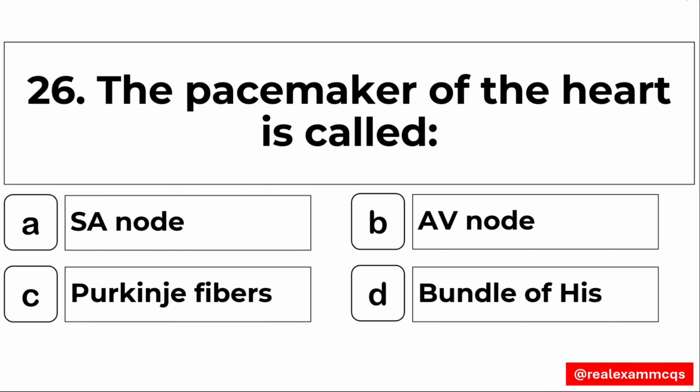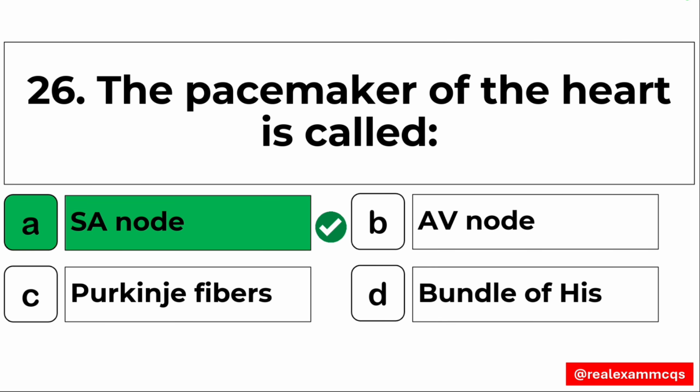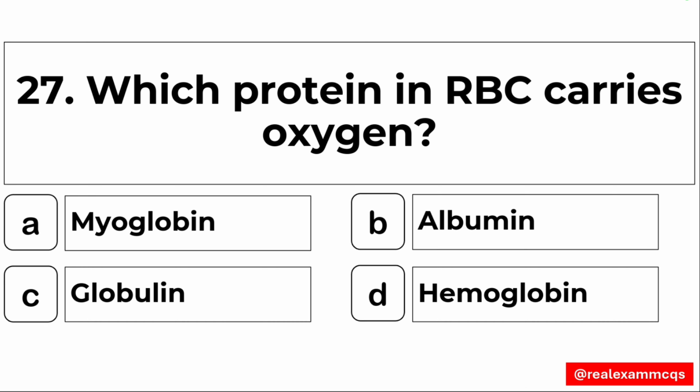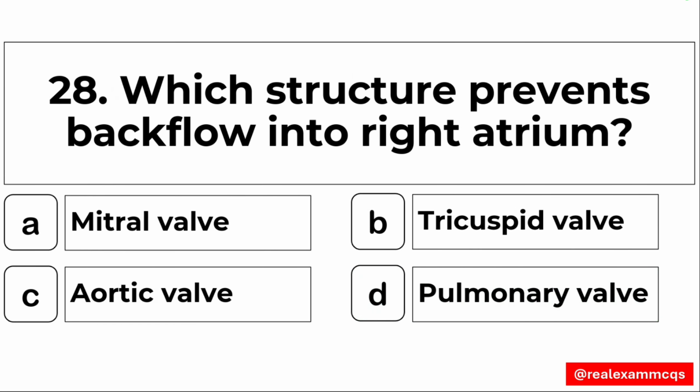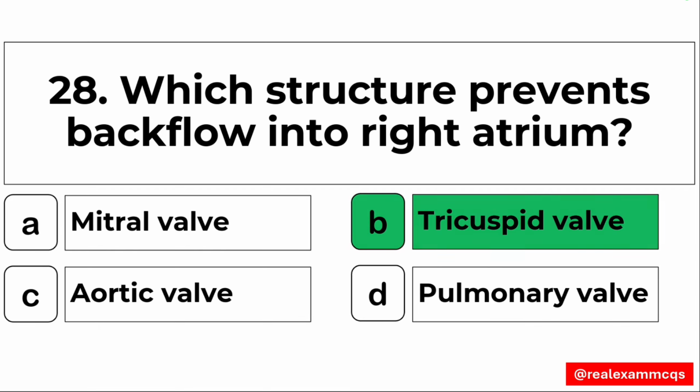26. The pacemaker of the heart is called. Option number E, the SA node. 27. Which protein in RBC carries oxygen? Option number D, the hemoglobin. 28. Which structure prevents backflow into the right atrium? The tricuspid valve.